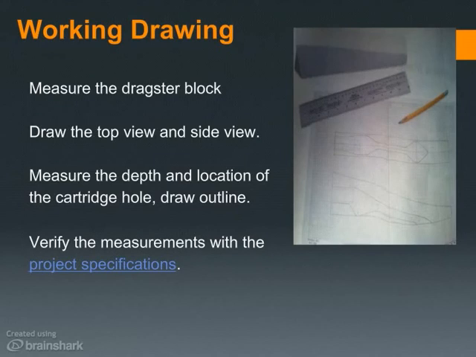Using the designated project specifications that are attached to this slide, which you may download a copy of, measure your dragster block, and draw the top view and the side view. Make sure you measure the depth and location of your cartridge hole. Draw the outlines and verify your measurements.